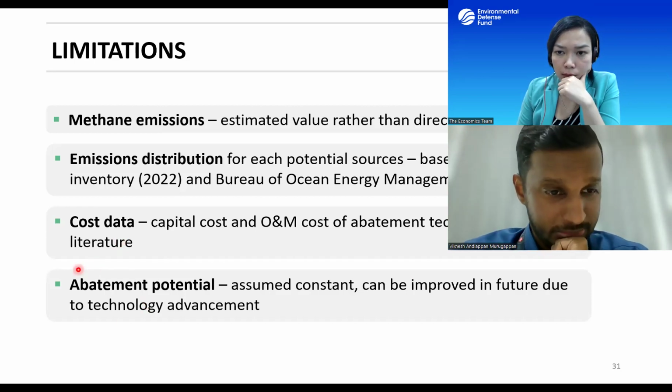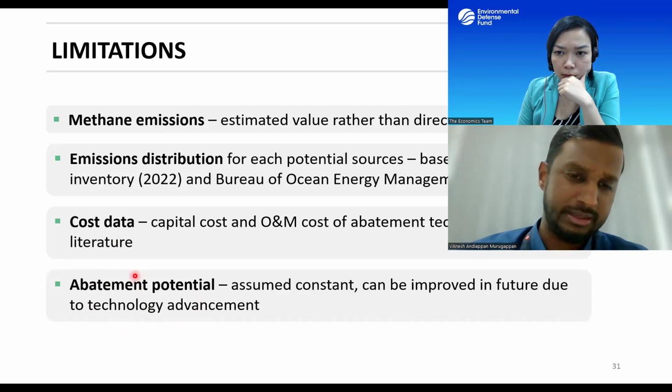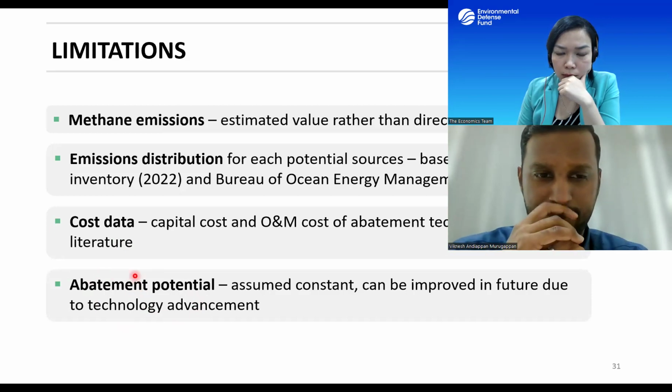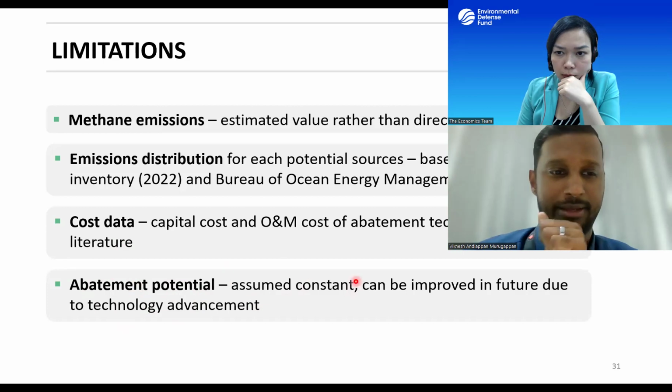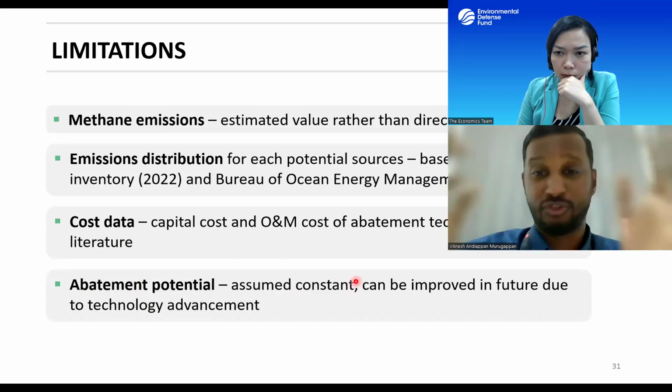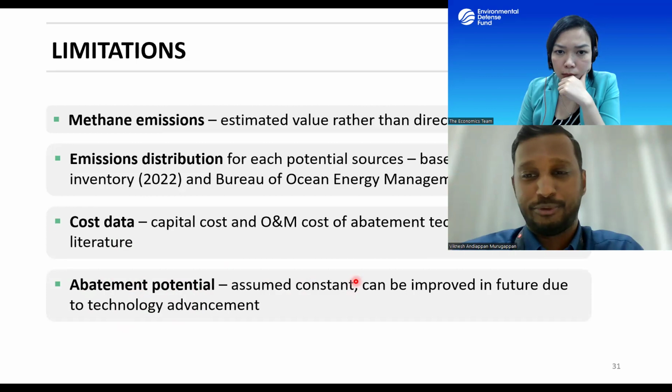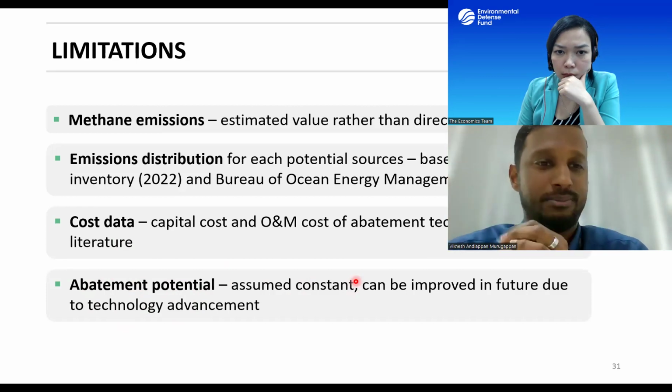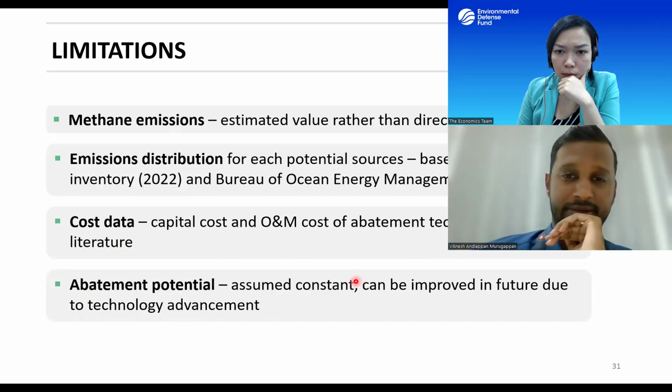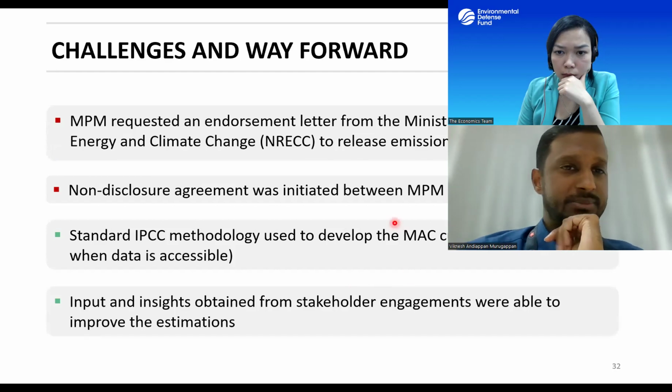That's okay. Next. The abatement potential is also a key point. That is something we assume is constant, but it can be improved in the future if there is some advancement in that sense. And there are some challenges as well.